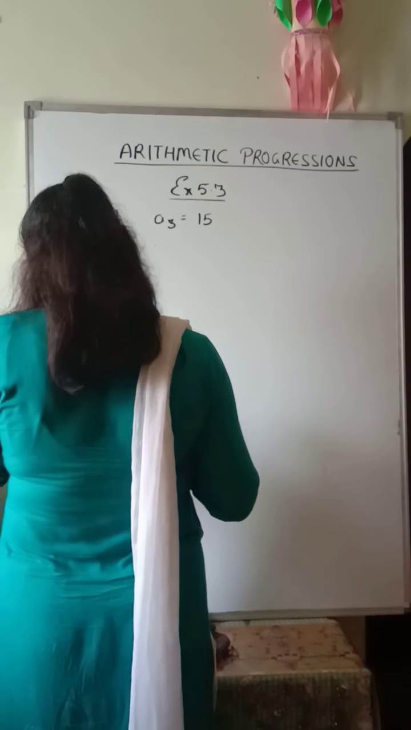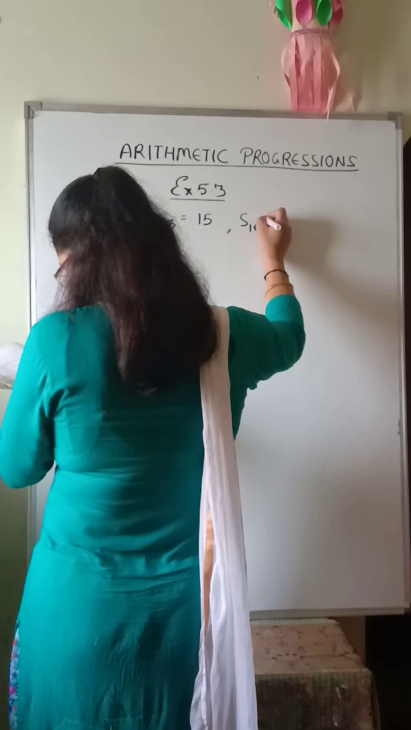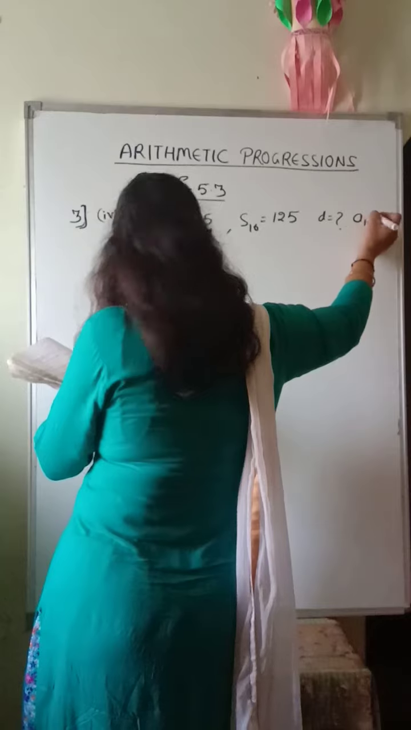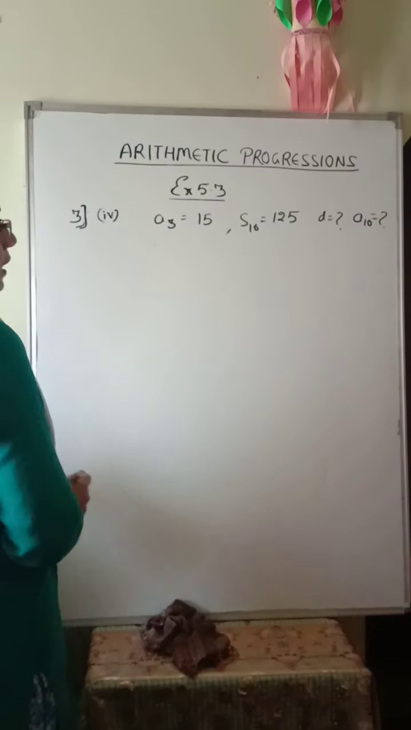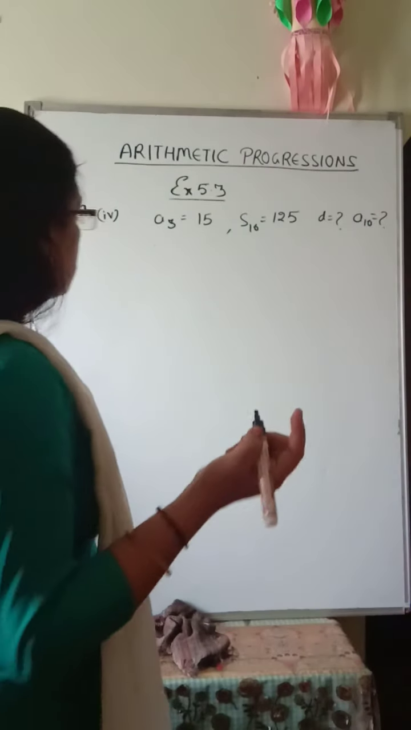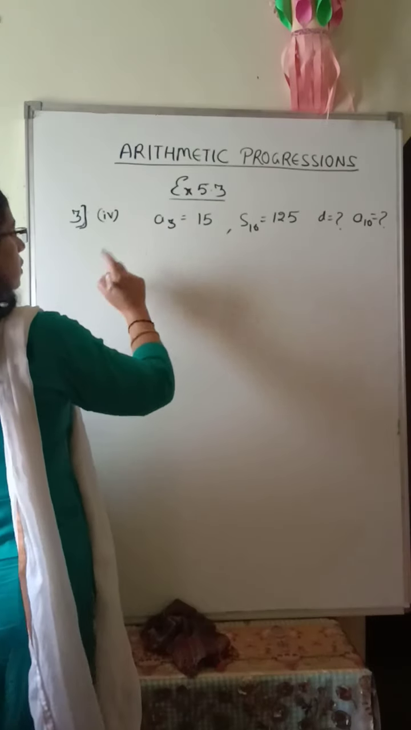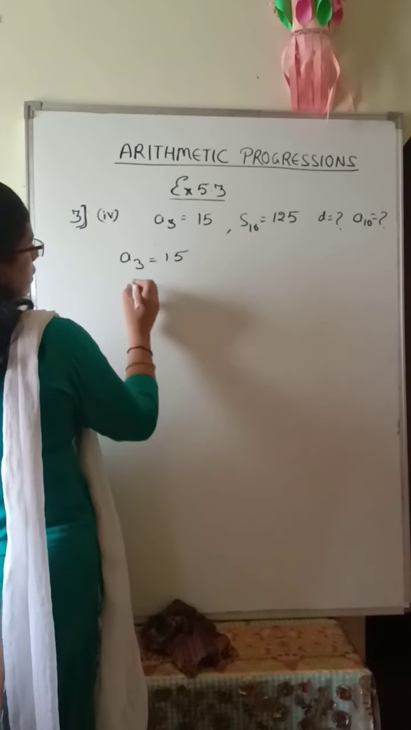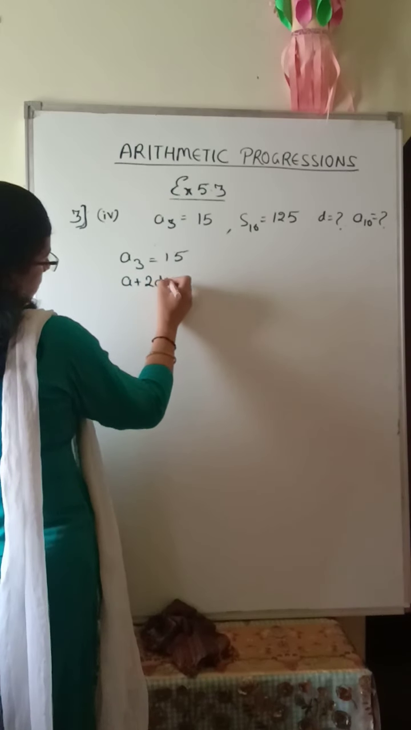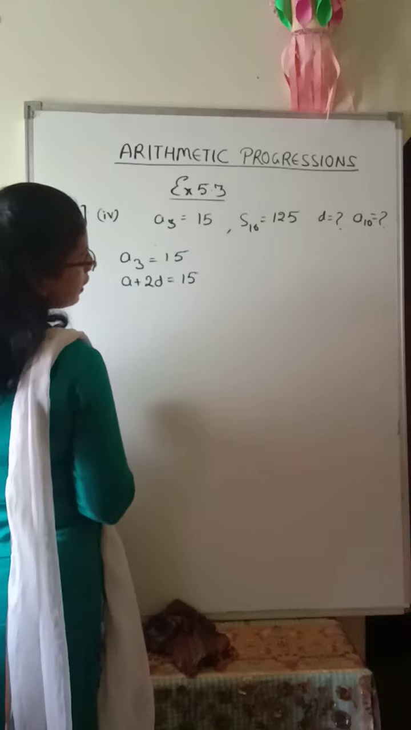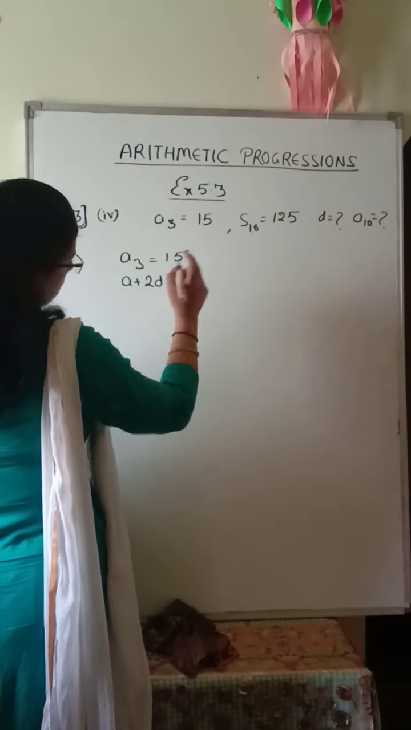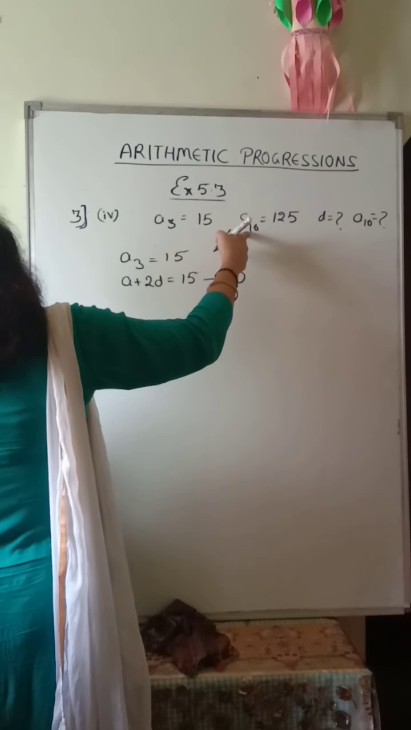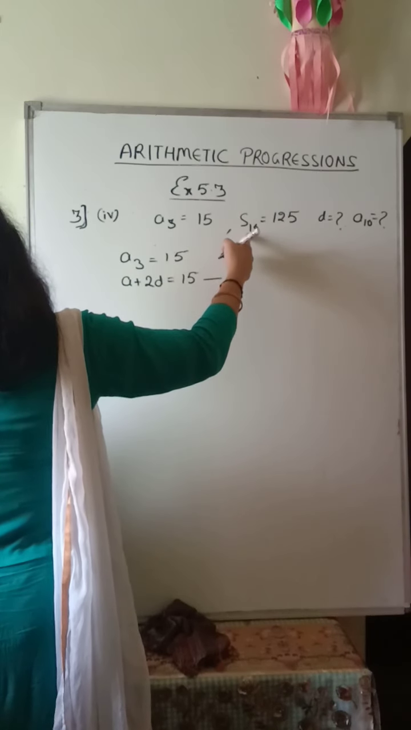A3 is given to you, 15. Sum of 10 terms equals 125. You have to find D and A10. A10 means the 10th term. Now the third term is given to you, so first use this. A3 equals 15. So A plus 2D, you can write in the place of this 15, and you don't know the value of anything. Equation number 1.